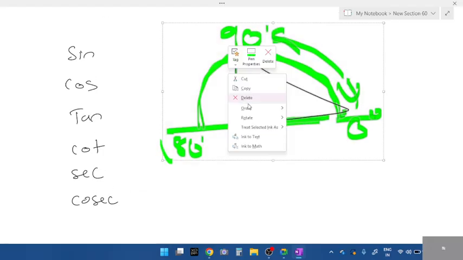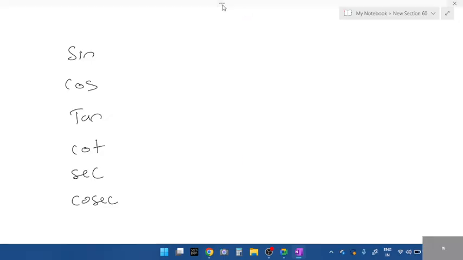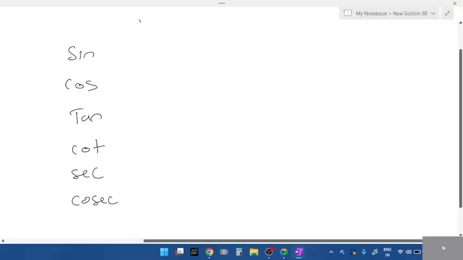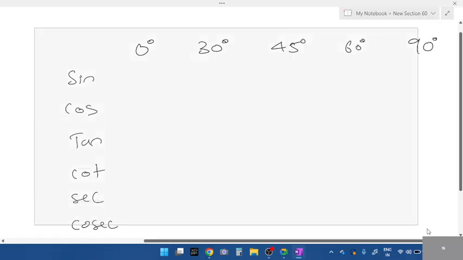So the angles just lie between 0 to 90, students. You have only values from 0 to 90. Starting, write it in the same order: sine, cos, tan, cot, sec, cosec. 0 degrees, 30, 45, 60 degrees, 90 degrees. Okay, I'm starting from the basics.